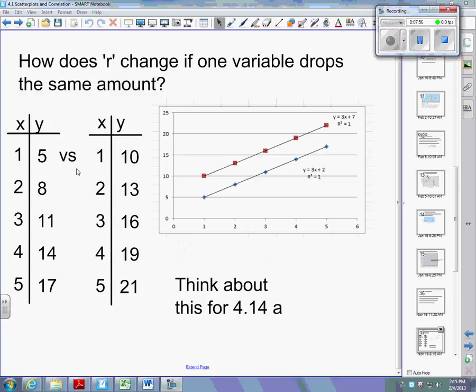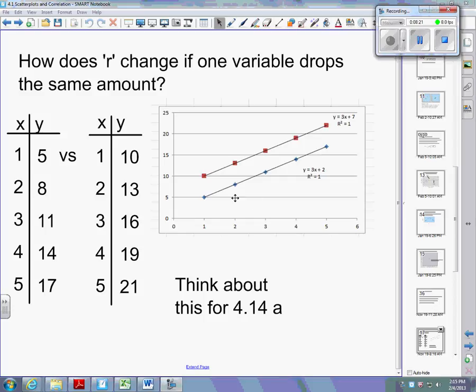one of the questions asks you something like this. How does R change if one variable drops the same amount? So here's some x's, 1, 2, 3, 4, 5, and the exact same x's. Here's some random y's, 5, 8, 11, 14, 17. They're all going up by 3. We change the units here. If these are inches, feet, whatever, and we change them, correlation stays the same.